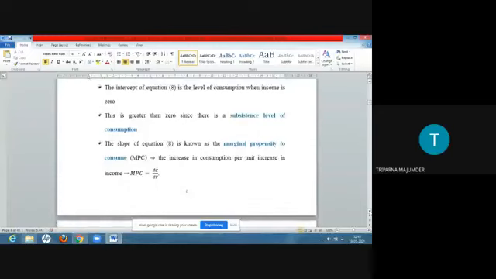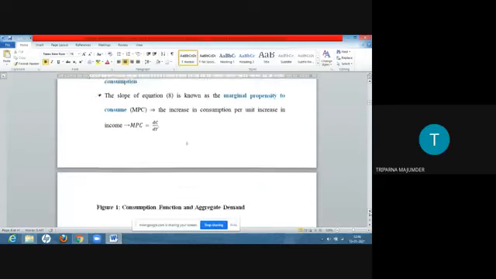Now, the slope of equation 8 is known as the marginal propensity to consume. What does it imply? The increase in consumption per unit increase in income. That is dC by dy.